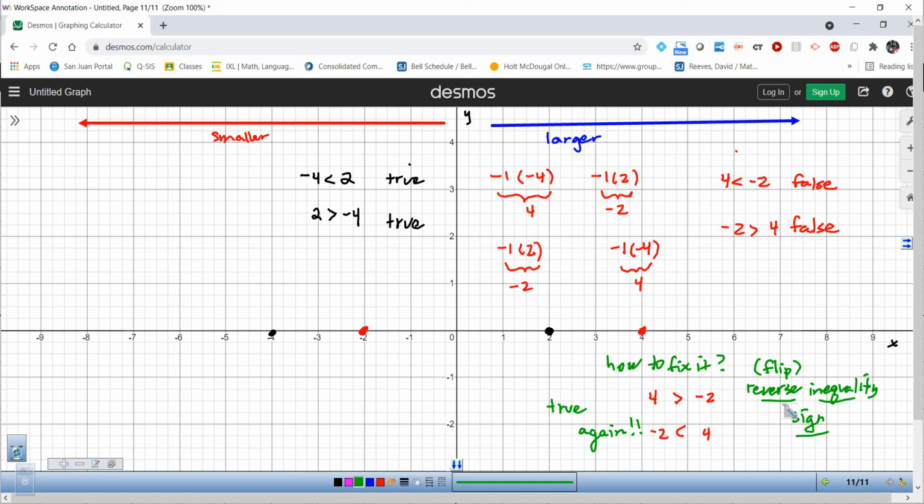If it was greater than, make it less than. If it was less than, make it greater than. If it was greater than or equal to, make it less than or equal to. And if it was less than or equal to, make it greater than or equal to.